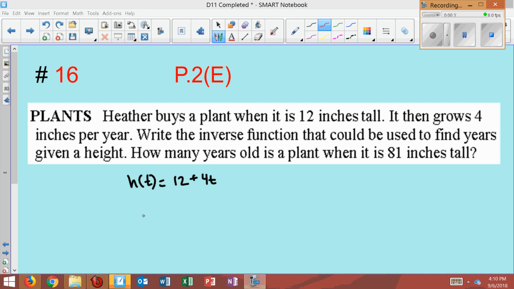So years will be given some height value. So it would be like switching around these values. Years would be a function of height. Now how do we do this? Well, I'll come over here.